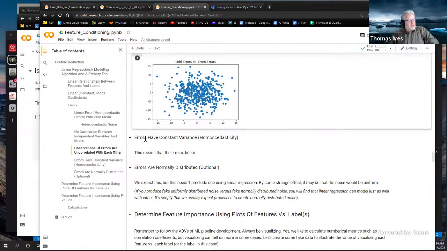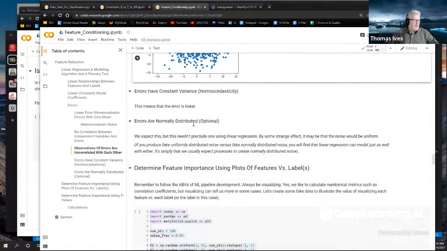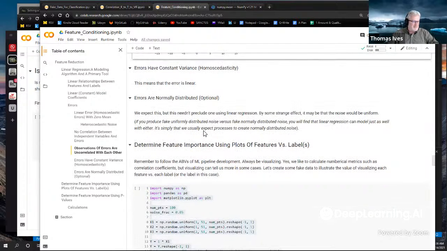Okay, now errors have constant variance. That's almost heteroscedasticity. If y'all see it differently, let me know. I will keep investigating, but I don't know why. It almost seems like, as I looked at all the various ways, I think these are saying the same thing. And then errors are normally distributed. We already saw that was the case up above, but it's also regarded as optional.